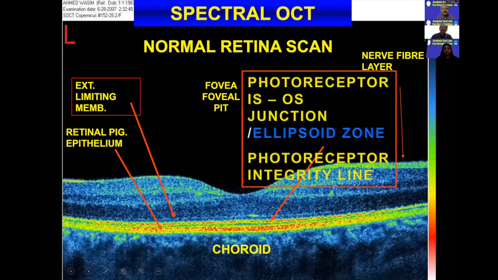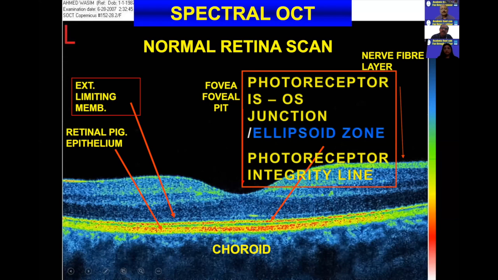The central depression here is the fovea or the foveal pit. The hyperreflective innermost layer is the nerve fiber layer. This is the nerve fiber layer here. This is thicker towards the disc side. As you see, this is another important layer, the photoreceptor inner segment, outer segment junction, and this is also known as the photoreceptor integrity line, PIL.